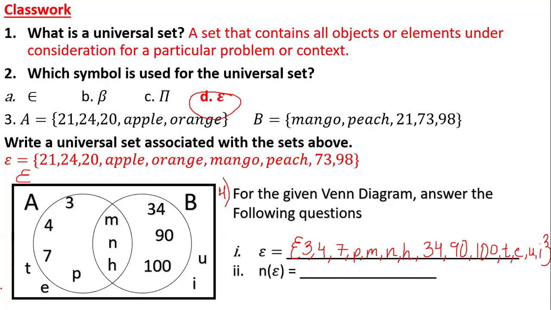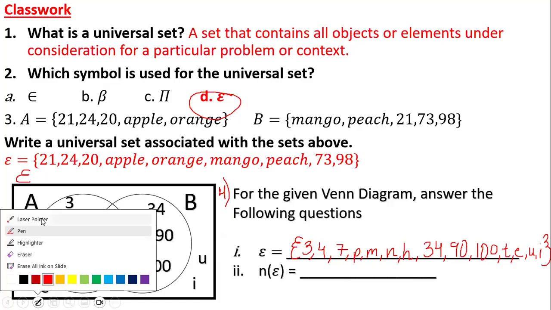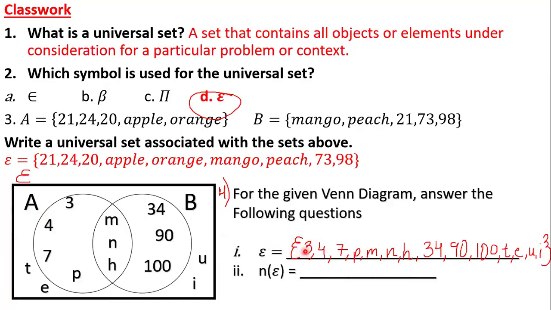Okay, so does that make sense to your class? The elements in the universal set? Yes, sir. We have 3, 4, 7, PM, and H, 34, 90, 100, T, E, U, and I. Very good. Does that make sense? Let me know, please. Yes, sir. Okay, good. So my next question is for Nikki Oliver.